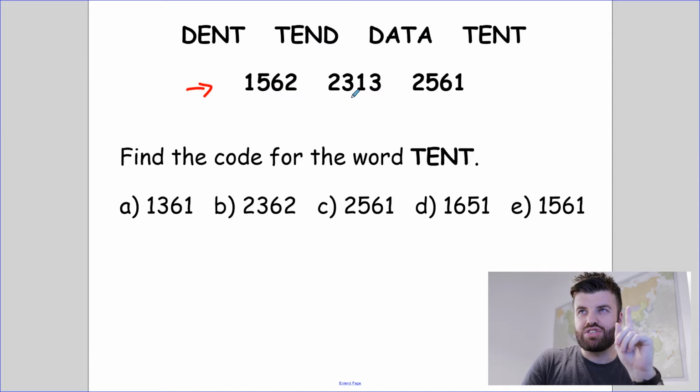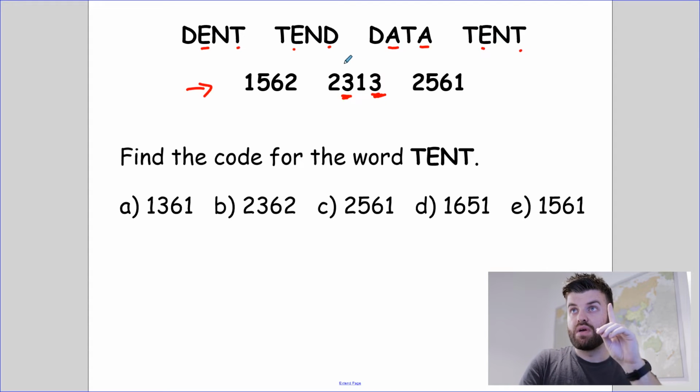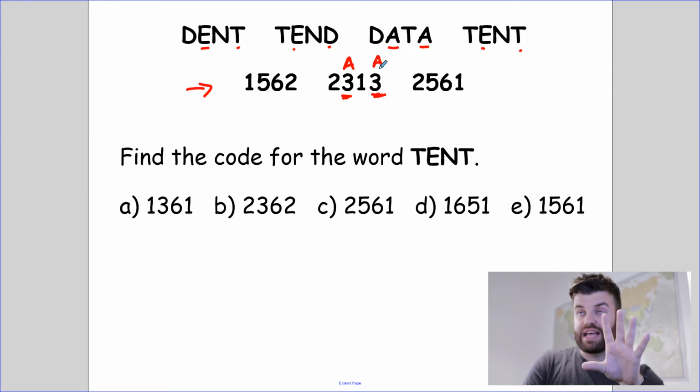Well, I can see straight away, I can see a 3 and a 3 in the same word. So is there a word at the top which has a letter that comes up twice in the same word, in the second position and in the 4th position? Now, dent is ET, that doesn't work. Tend is ED, doesn't work. Data is AA, yes. Let's just double check the last one doesn't work. ET, no. Okay, so the 3 must be A. It must be, it's the only one that comes up twice in that pattern above. So this must be data.